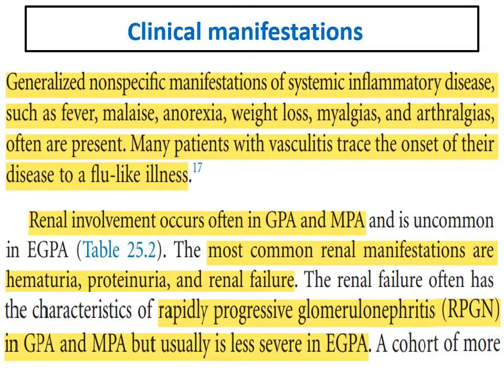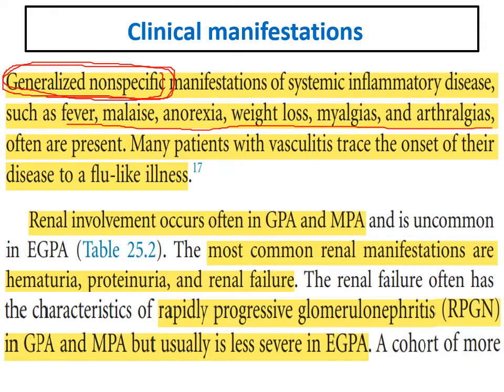What about the clinical manifestations? Mostly there will be generalized non-specific manifestations in most of the types, that will include fever, malaise, anorexia, weight loss, myalgia, and arthralgia, and it is very common for them to be present in most of the cases. So, generalized non-specific manifestations. What about the renal involvement?